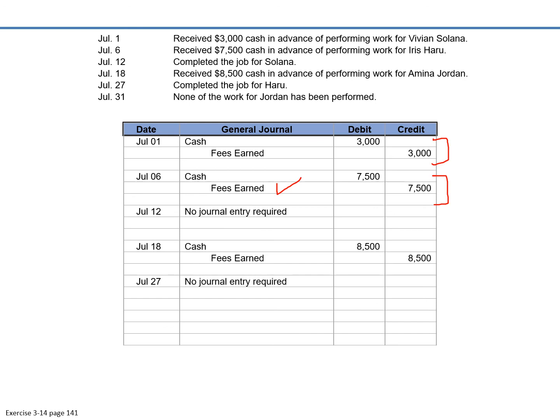And on July 31st, they tell us that none of the work for Amina Jordan's been recorded. Well, the problem with that is we recorded it as if it was, because it's an earned. So we have to fix that. So our entry is going to be to reduce our fees earned, and to reduce a revenue account, we debit. And then we're going to recognize our unearned fees liability, and we're going to increase that account, and we do that with credit. Okay?